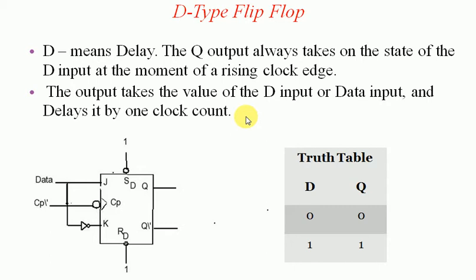Basically, D type flip-flops are used in registers. A register is nothing but a group of flip-flops. This is the truth table of the D type flip-flop. In the D type flip-flop we have one input, therefore only two combinations are possible, 0 and 1. When input D equals 0, the output is equal to 0. When input D equals 1, the output is equal to 1.